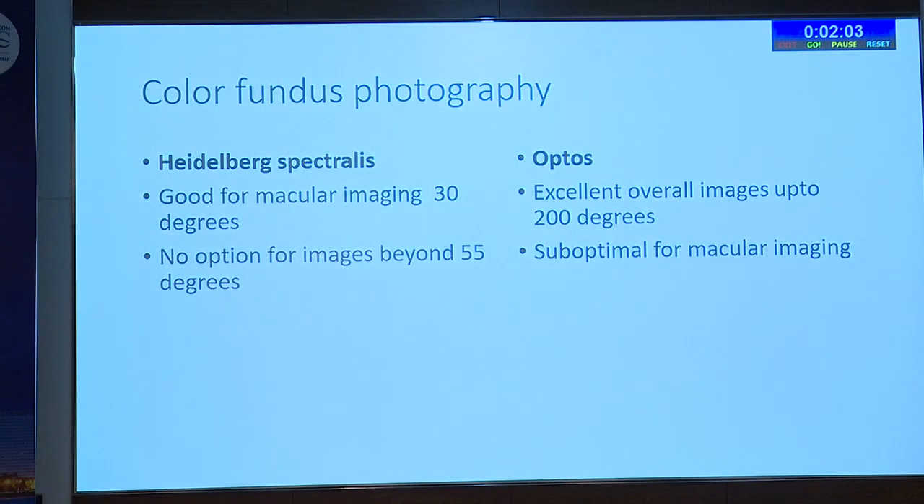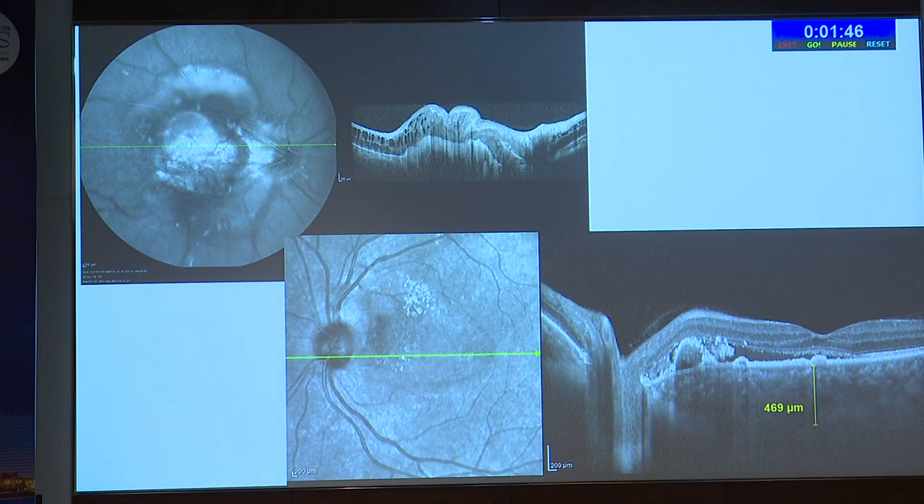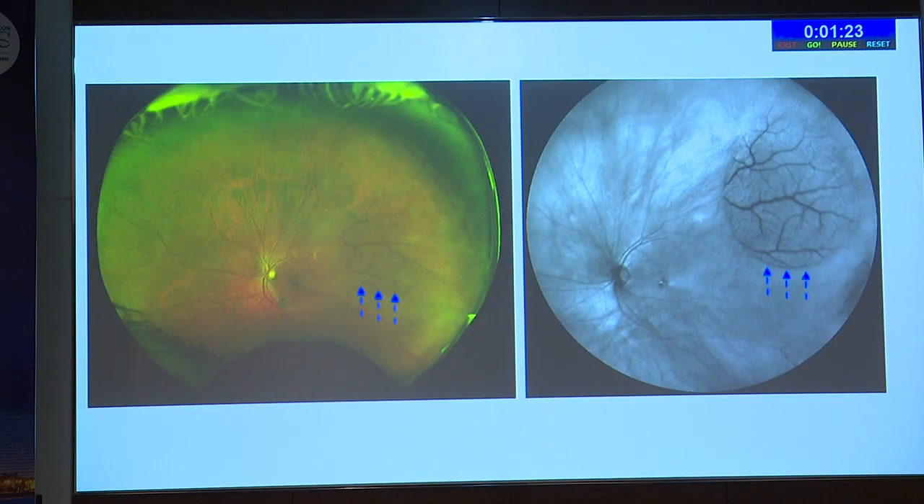So for color fundus photography, Heidelberg Spectralis is good, especially for posterior pole imaging. OPTOS is excellent overall, but it can miss the minute pathologies. Infrared photography is not possible with the OPTOS, and why is it important? Because of the excellent imaging, you can see, in the black and white infrared image of the fundus, exactly where your scan is passing through, and what area of the fundus is being imaged. That is the true strength of infrared imaging, which is very important.